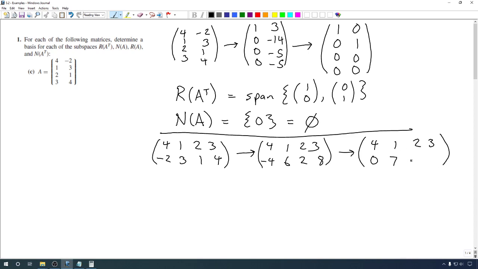And unfortunately, we get some pretty big numbers here. So we have, what, 7, 4, and 11. If we wanted to do anything more with this, we'd probably end up either making our numbers a lot bigger or having to deal with fractions. So maybe we'll go ahead and leave it like this. We can say that our column space is a span of 2 vectors, 4, 1, 2, 3, and 0, 7, 4, 11.